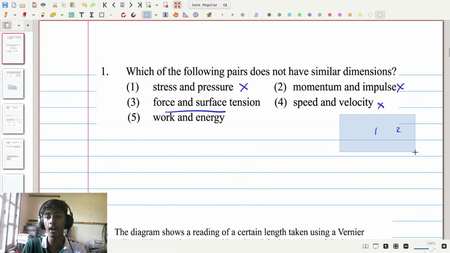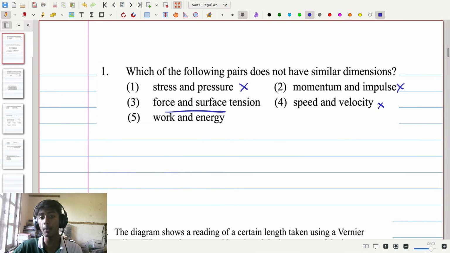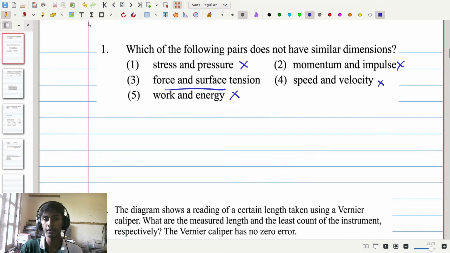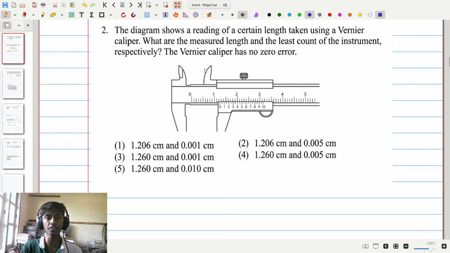So with that, we have answer number 3 as the correct answer and can now move on to the second question. The second question is about vernier calipers. The question says, the diagram shows a reading of a certain length taken using a vernier caliper, and given this they ask us, what are the measured length and the least count of the instrument respectively, given that the vernier caliper has no zero error.